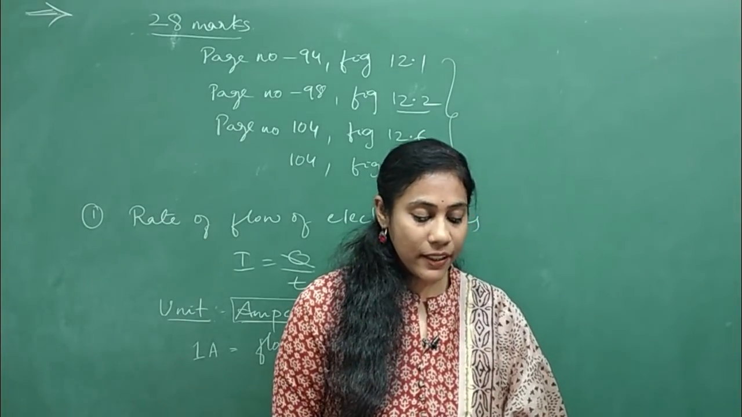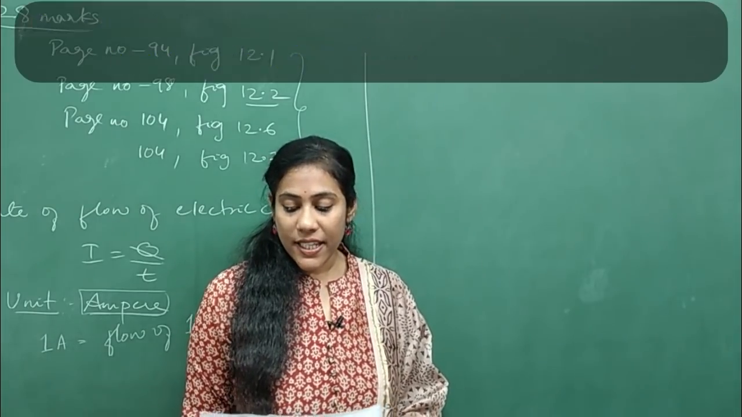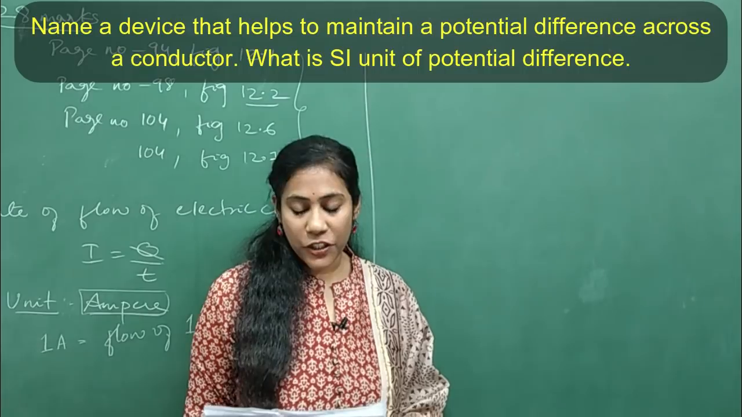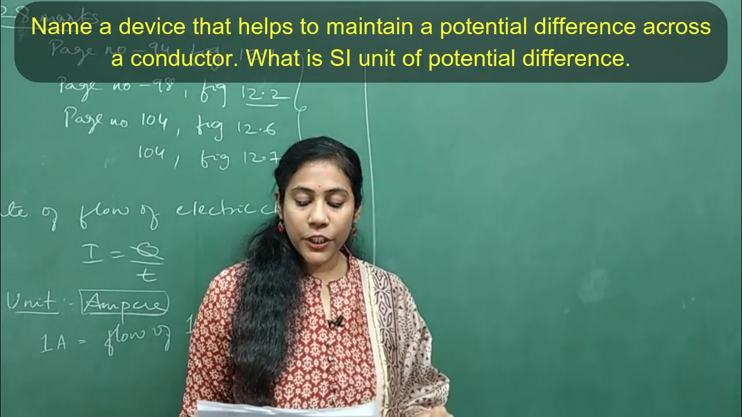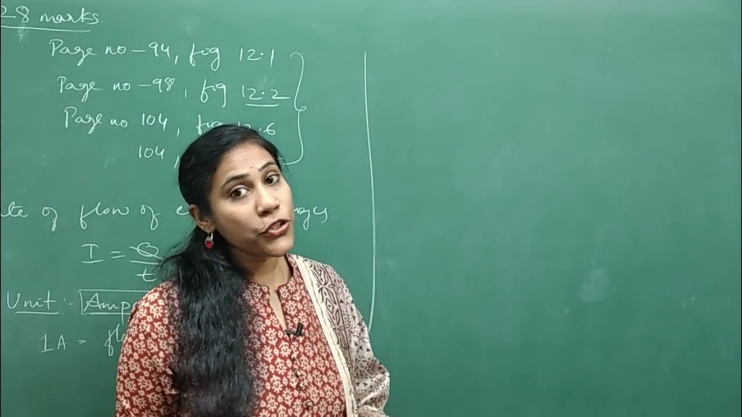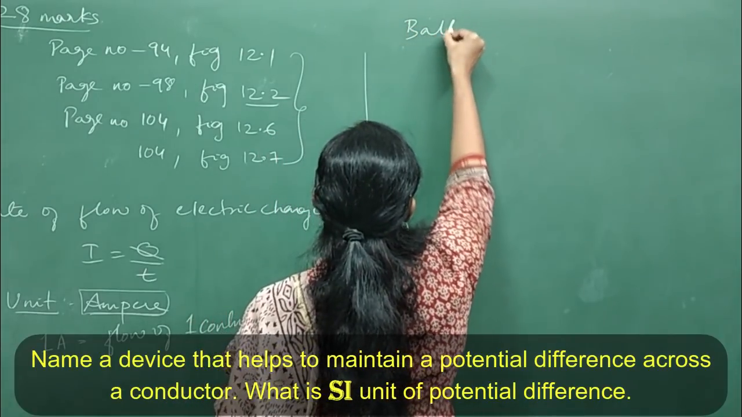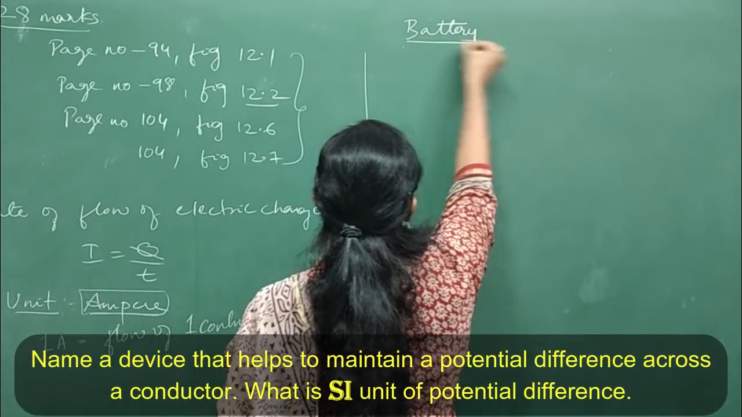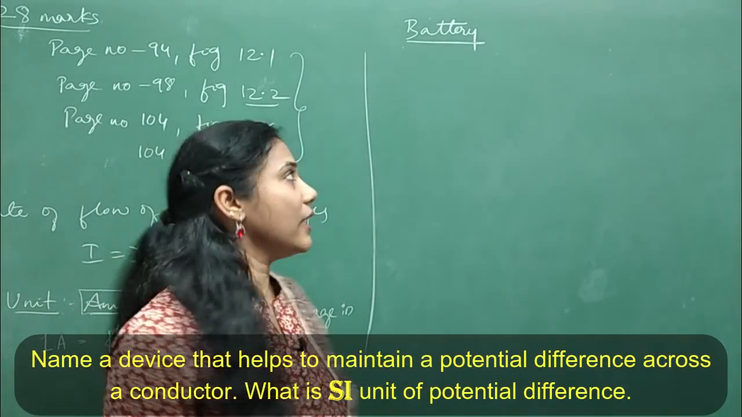And coming to the second question: name a device that helps to maintain a potential difference across a conductor. What is the SI unit of potential difference? So which is the device that is used to maintain the potential difference? That is nothing but a battery, isn't it? So this is the device that helps to maintain the potential difference across the conductor.